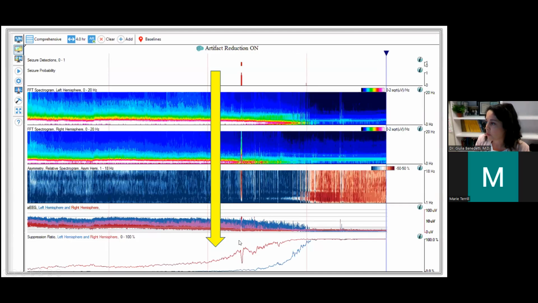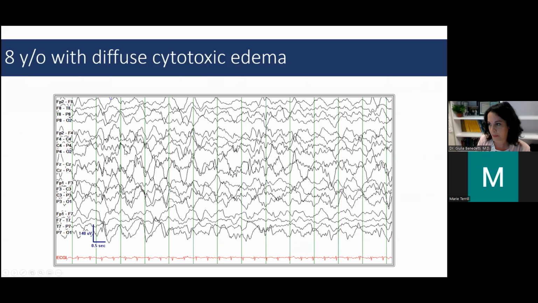And what we see is the suppression ratio going up a couple hours before complete herniation. You have a heralding seizure here, which probably increases pressure a little bit too. The left hemisphere suppression ratio comes up a little bit later, but here is where I think you start to see that decline in your faster alpha frequencies on your FFT spectrogram.